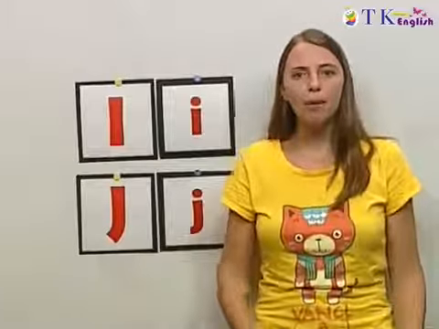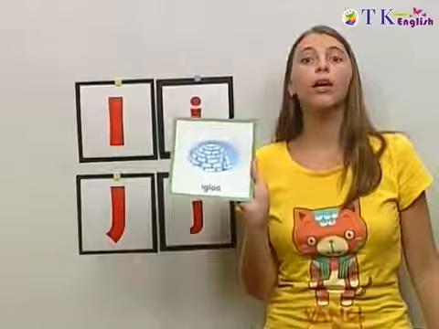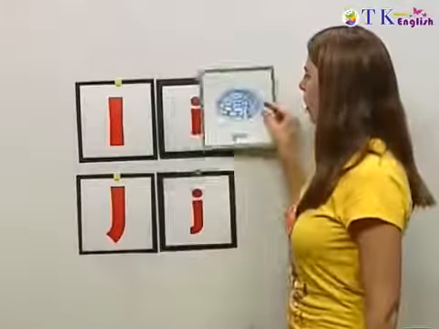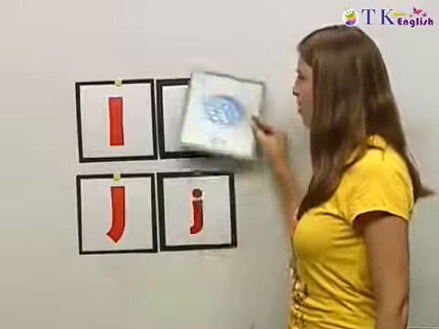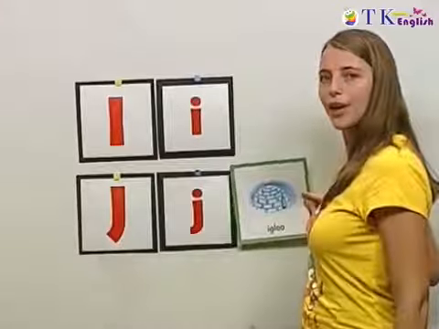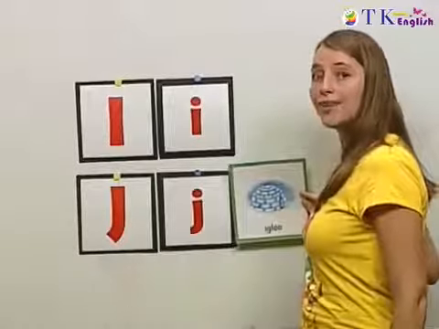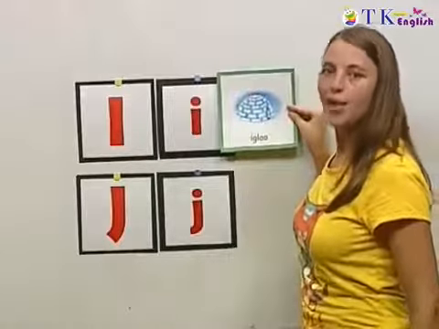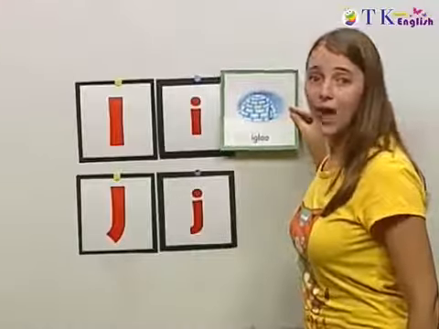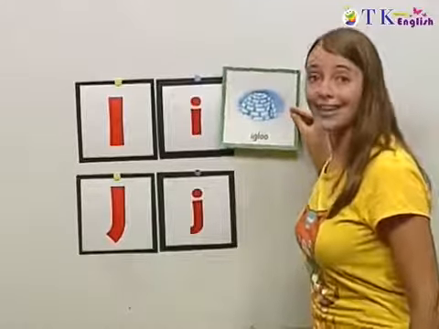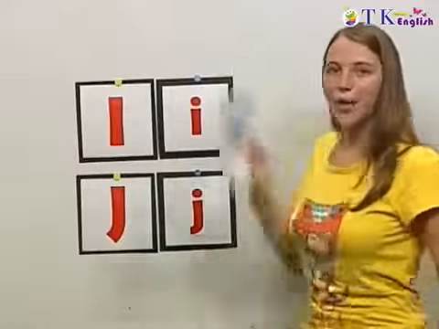Okay, now, do you remember this word? Right, it's an igloo. Okay, what does it begin with? With an I or with a J? What should I put it with? I or J? What do you think? Oh, you think it's an I. Right, it's an I. Okay, igloo. Everybody, igloo. One more time. Igloo. Right.